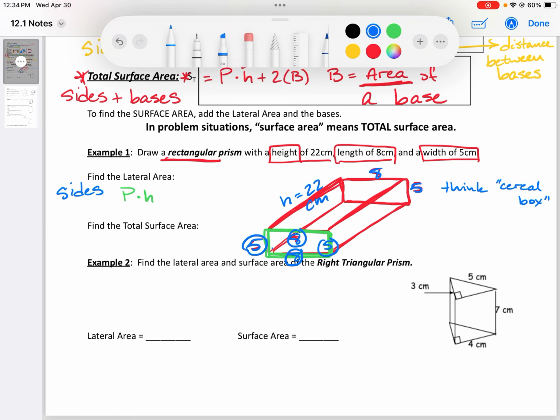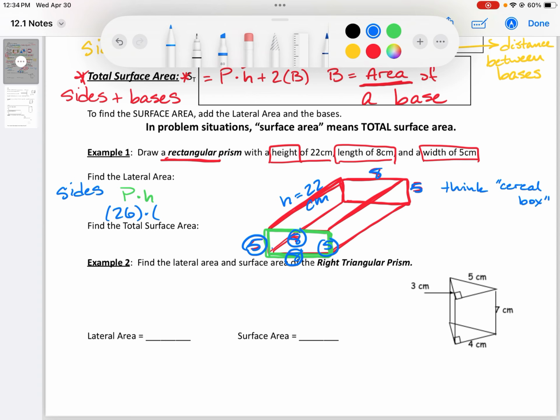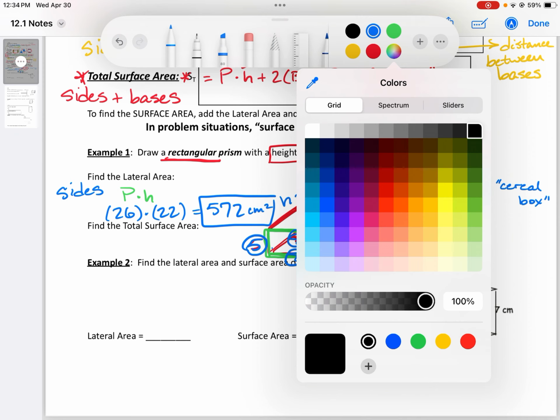So it's got a side of 8, another side of 8, a side of 5, and a side of 5. So when I add 8 plus 8 plus 5 plus 5, I get a perimeter of 26. And I'm going to multiply that by the height, which is how far apart the bases are. I'm going to get 26 times 22, which is 572. And that is an area, so that is centimeters squared. 572 centimeters squared.